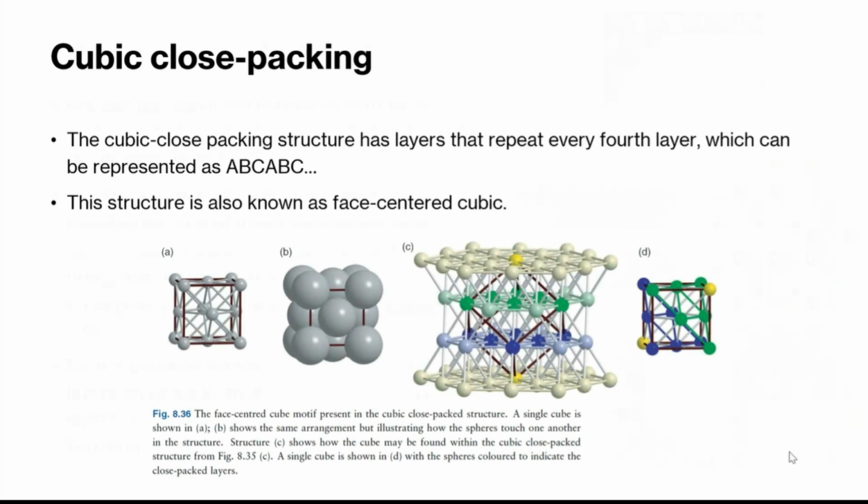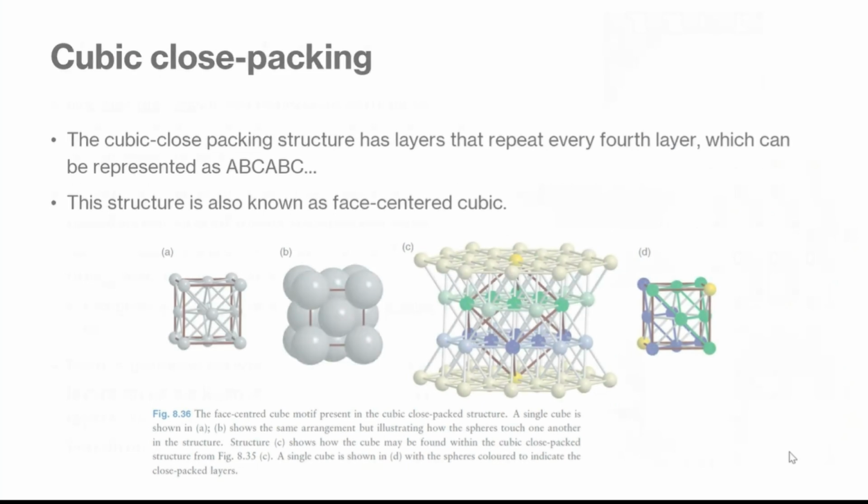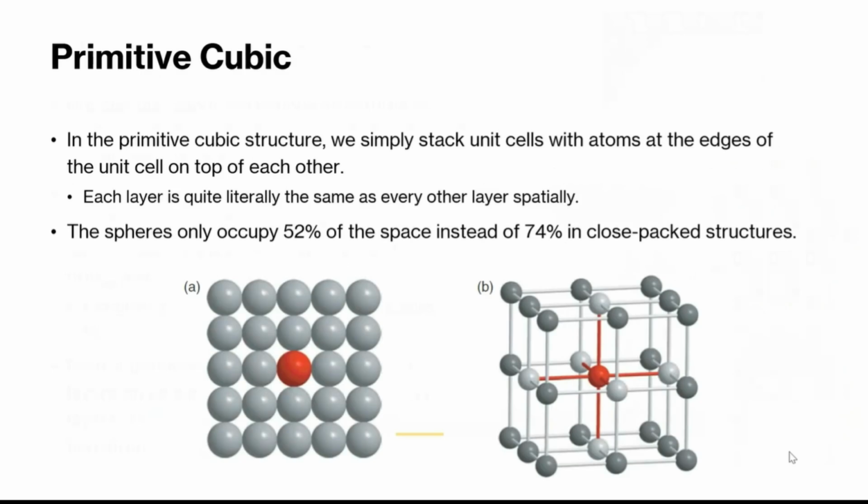So we went over cubic close packing and hexagonal close packing. Here's another structure that you need to know, known as primitive cubic. It's not as efficient as close packed structures, but quite frankly, every single layer is the same as every other layer spatially. And atoms are just at the edges of every single unit cell. What a unit cell is, basically, is: what if we took a crystal and we took the simplest part of it and we represent that 3D arrangement using just the most simple way that we can think of.